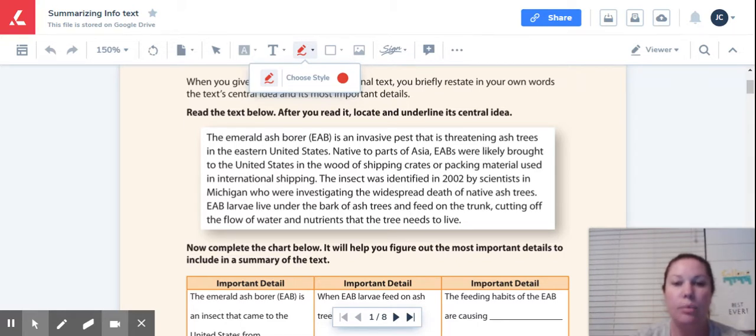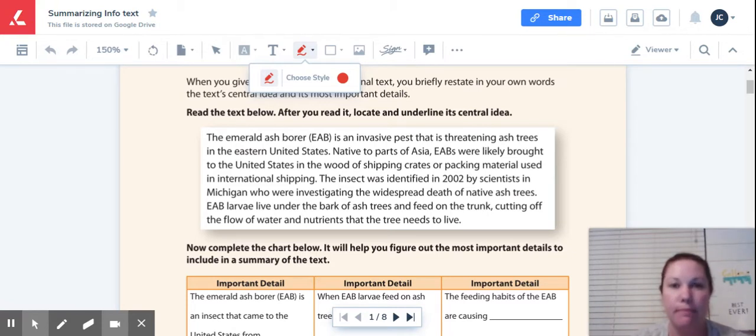The insect was identified in 2002 by scientists in Michigan who were investigating the widespread death of native ash trees. EAB larvae live under the bark of ash trees and feed on the trunk, cutting off the flow of water and nutrients that the tree needs to live. Okay, so now we're looking for the central idea. What is the main point the author is trying to tell its audience?